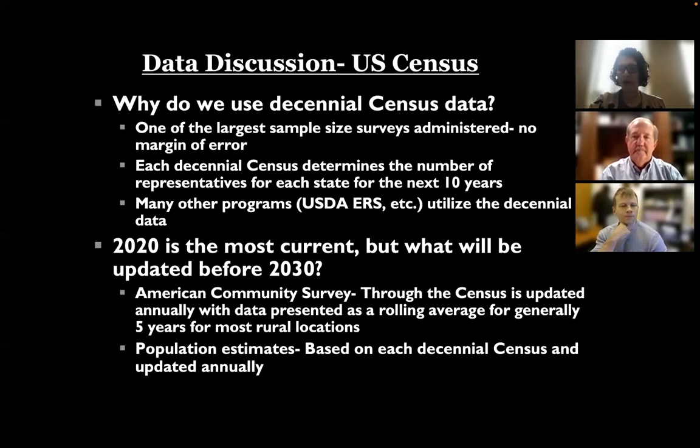There are many other programs throughout the country that rely on the decennial census data. In particular, the USDA Economic Research Service utilizes the data. With that said, in the coming years, you'll see some updated definitions, some updated other data that relies on the census. So 2020 is the most current, but what's going to happen until 2030? In between, we're able to use American Community Survey data. This is also administered through the census every year. However, it's a smaller sample size, and so you will see a margin of error when utilizing that data.